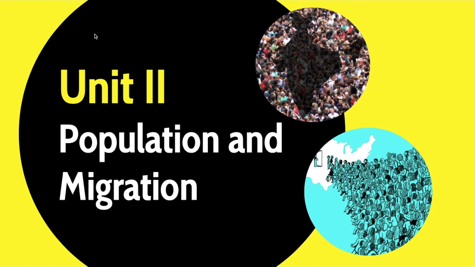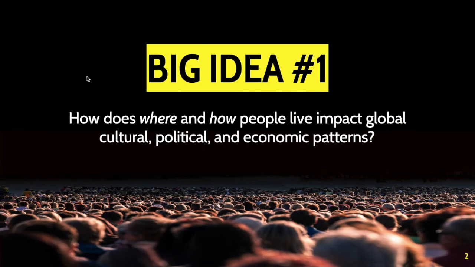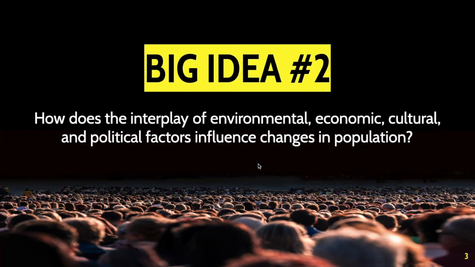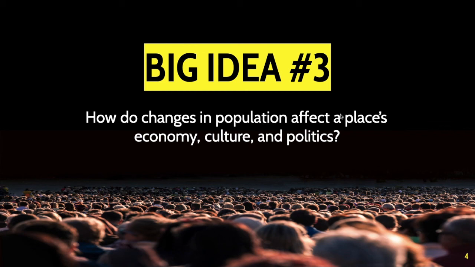All right, so first of all, there are 3 big ideas that we have to consider when looking at Unit 2, Population and Migration. The first big idea, or first big question, is how does where and how people live impact global cultural, political, and economic patterns? So how does population impact culture, politics, the economy? Second, how do those things, the environment, the economy, culture, politics, how do those then influence changes in the population? And finally, how can those changes in the population in turn impact the economy, culture, politics?